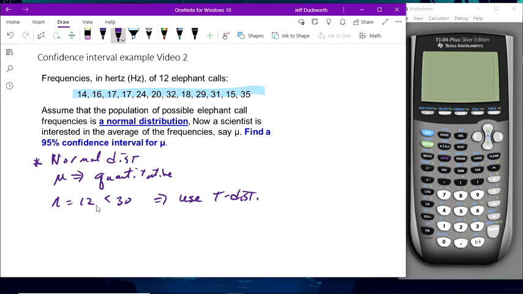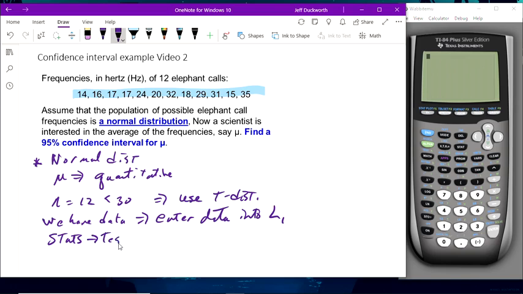In order to use the t on the calculator, we have data, which means we're going to enter data into list 1. We're going to do that in the same way we would in Unit 1, putting it in to find the average or mean and standard deviation and so forth. And then because we're using the t, we're going to run stat, tests, and then t interval.